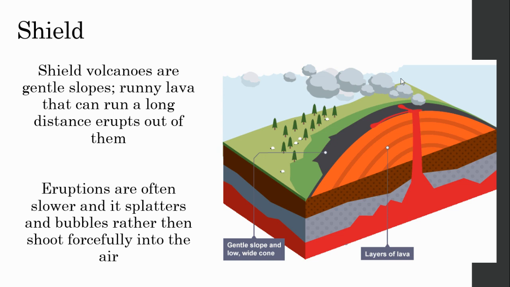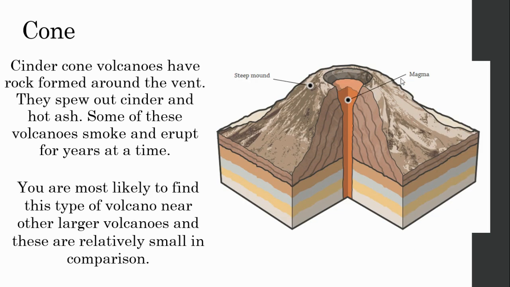Shield volcanoes have gentler slopes and they have much runnier lava, which runs a long distance after they erupt. And that's why they are much wider in appearance and the slopes are not going as straight up. So the lava flows a lot further and that's why they are much wider, because obviously it solidifies going further out and it makes them look a lot wider. Eruptions are often slower and the lava splatters and bubbles rather than shoots forcefully into the air. So there is our shield volcano.